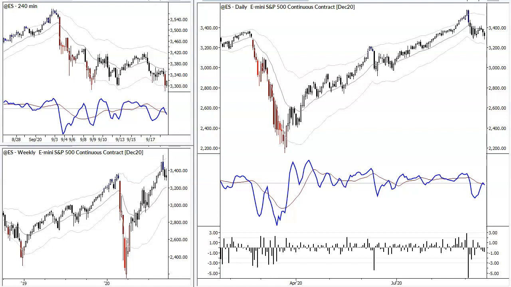But pretty good short setup, one of the best we've seen in a long, long time. One of the only ones we've seen in the index since April of 2020. So definitely worth watching whether or not you're trading it.